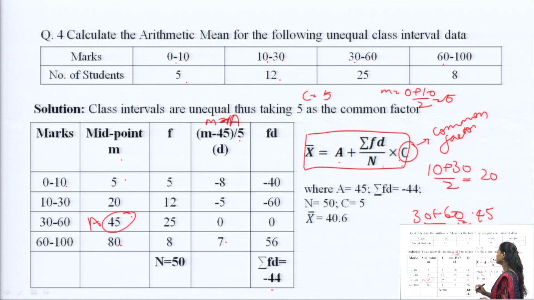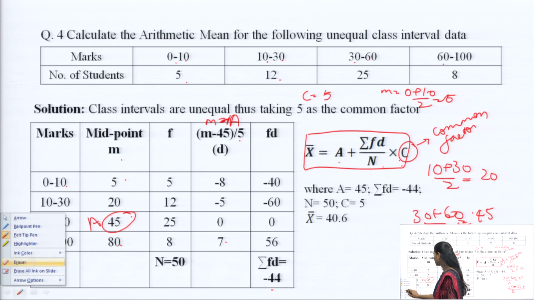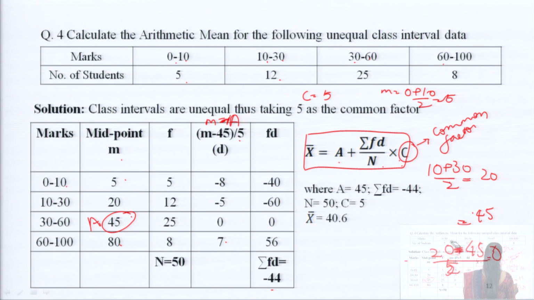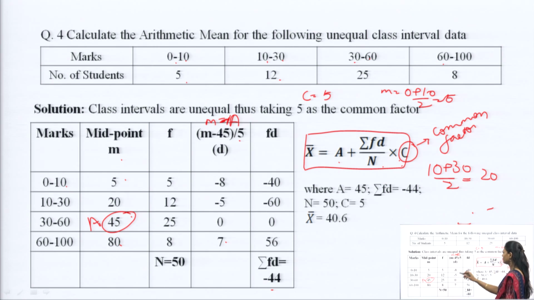Putting all of them in the formula, a plus summation fd over n into c, I have a as 45, I have summation fd as minus 44, n is equal to 50, and C is equal to 5. If I put all of them in the formula, I will get x bar, the arithmetic mean, is equal to 40.6.